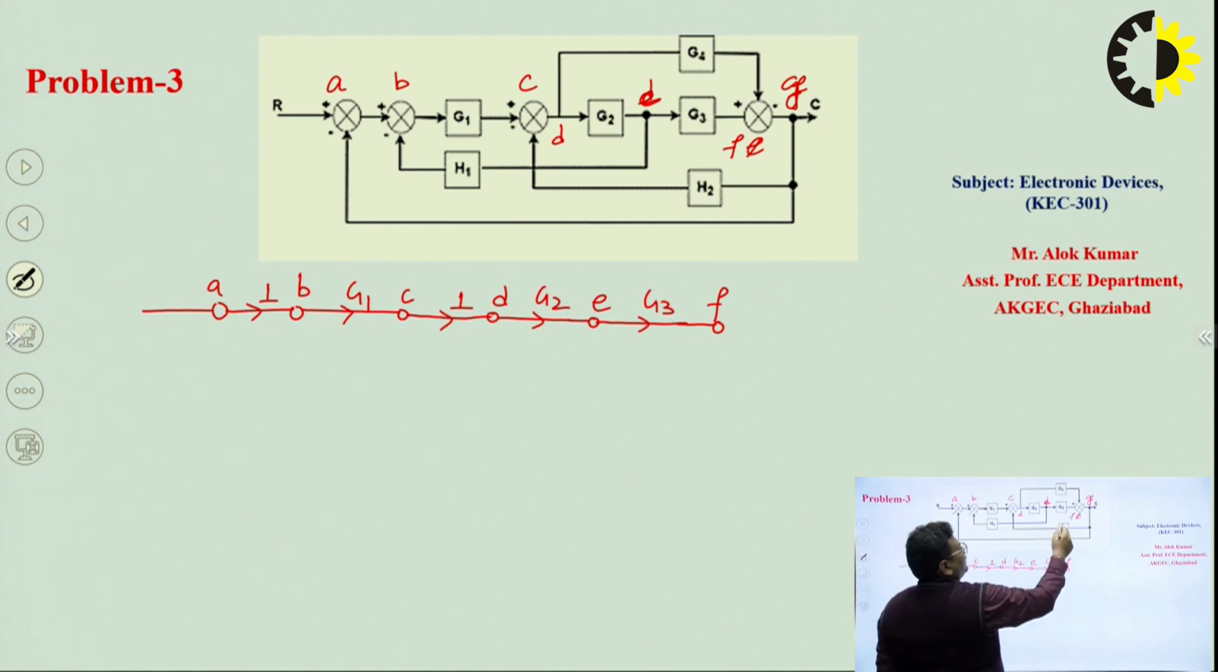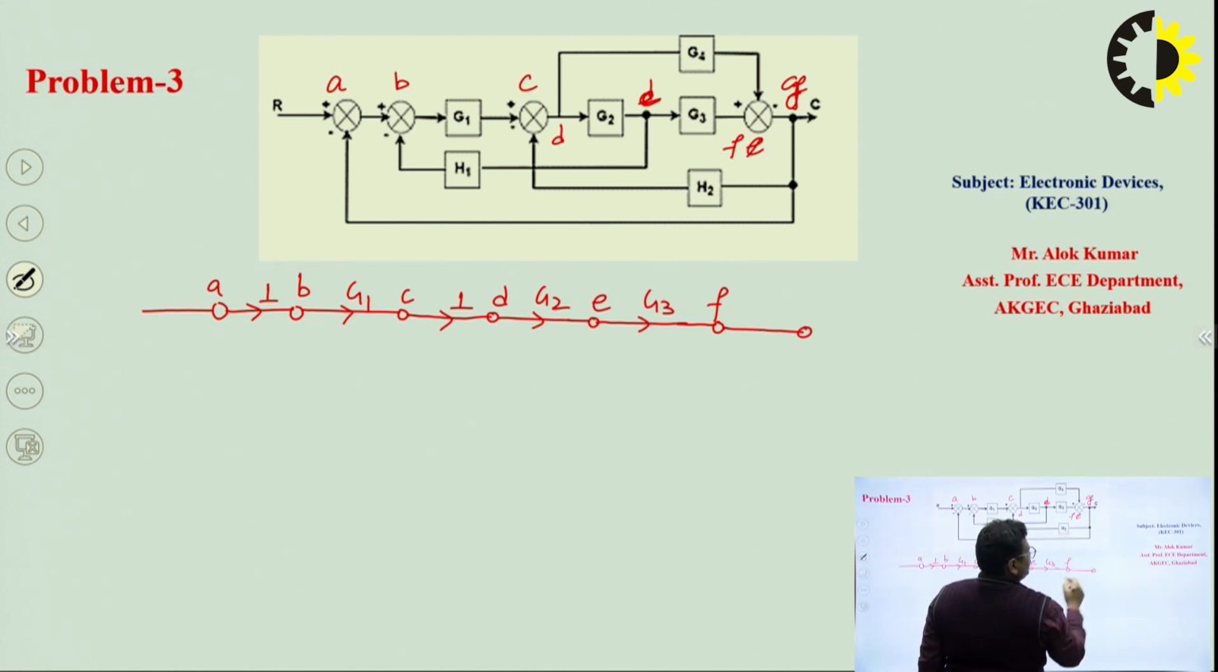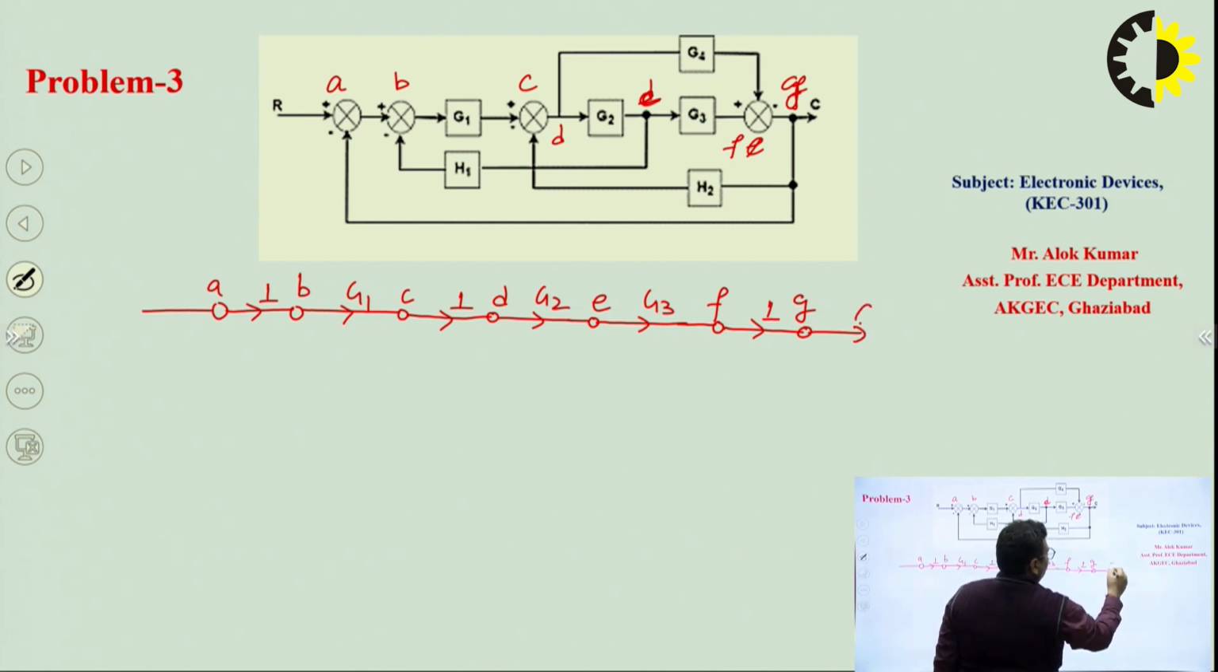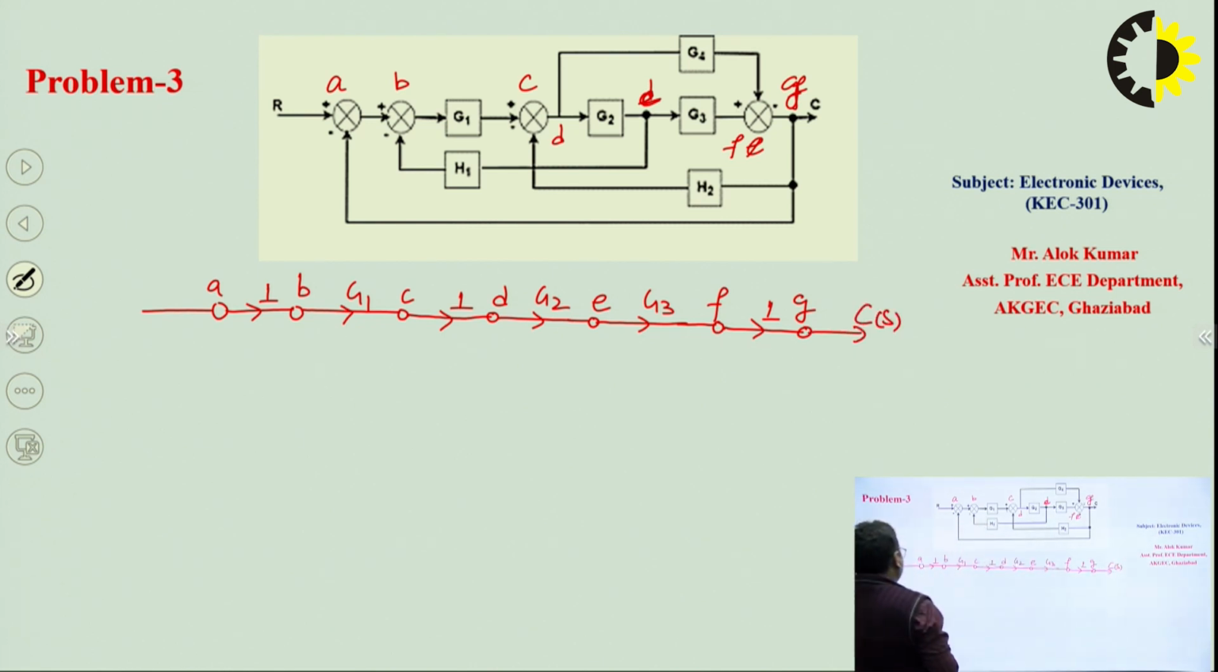Okay, after this we have a takeoff point that will further be represented by a node, G, and the gain between this F and G will be 1, and from here we are taking our output, that is C(s), and here we are applying our input, that is R(s).